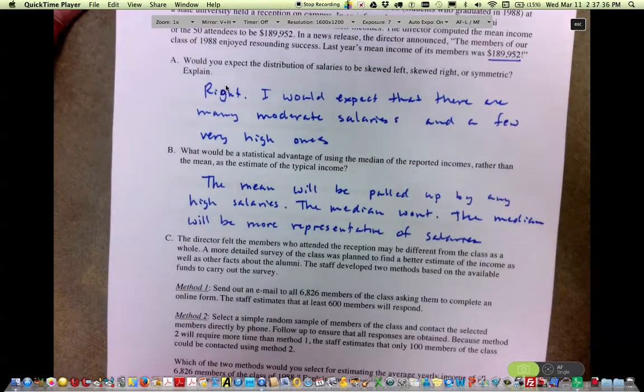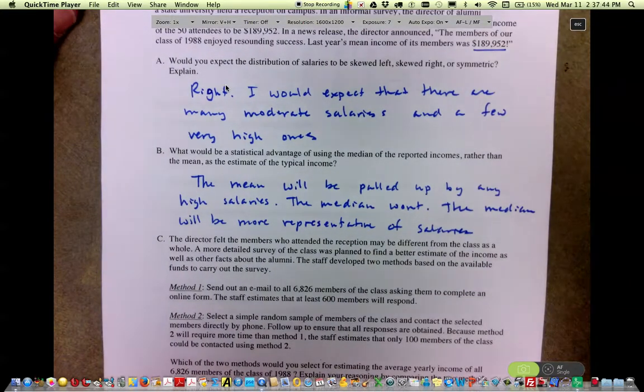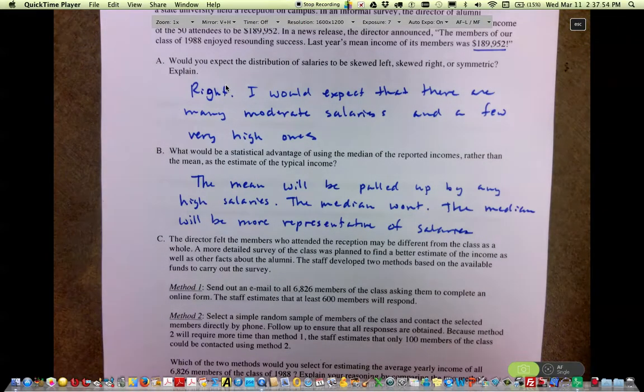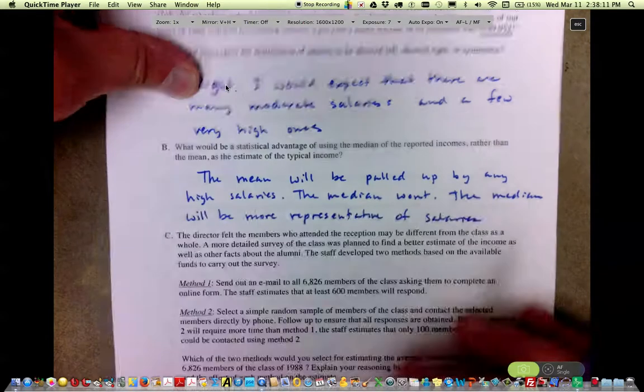Part B says, what would be a statistical advantage to using the median? All right, well, if you remember, the median is just the middle number if they're listed in order. And I think that the mean on this one is going to get pulled to the upper end. I think that the very rich people in this sample are going to pull the mean higher than it usually would be. And then the median is just going to be the middle value, and I would guess that the middle value here is going to be more representative of the salaries in this group instead of the mean.